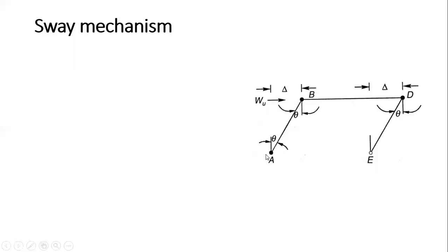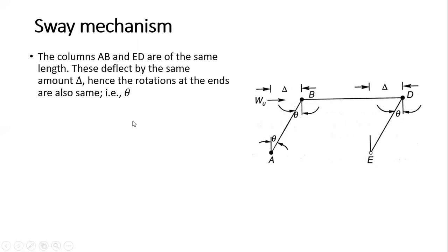Because this is your fixed support in the frame, one plastic hinge is formed here, another is formed here, and a third one is here, because this is your joint, this is your joint. Now here this is your hinge support, so no plastic hinge will form at this location. So we have only 3 plastic hinges, 1, 2 and 3.